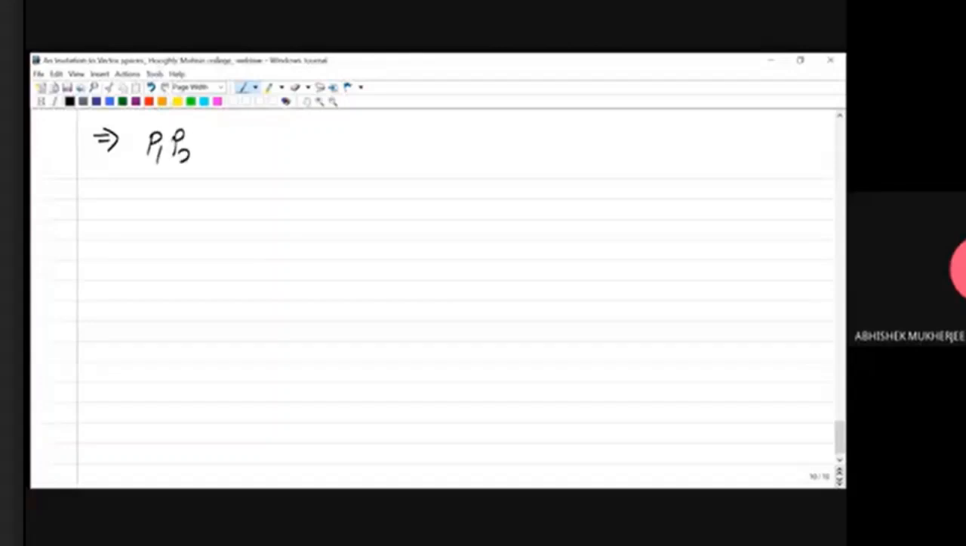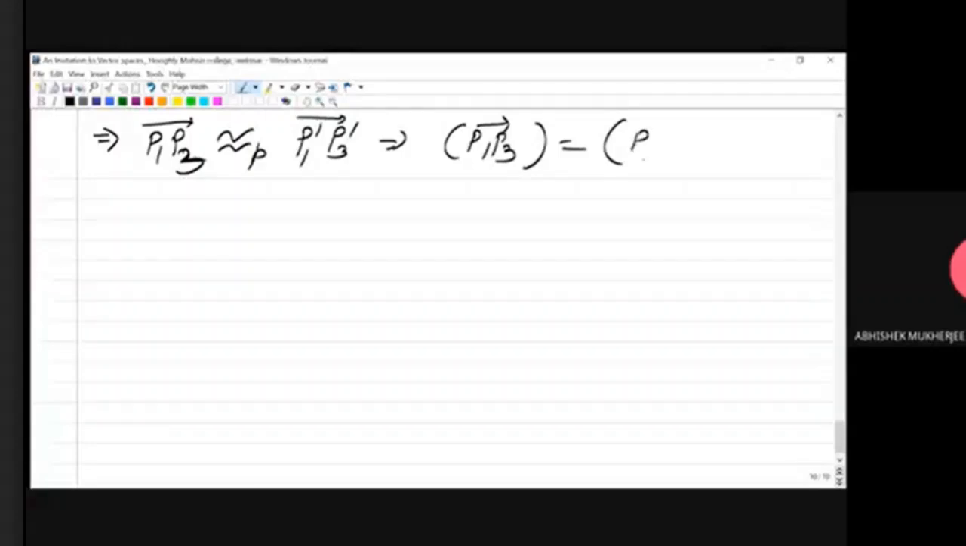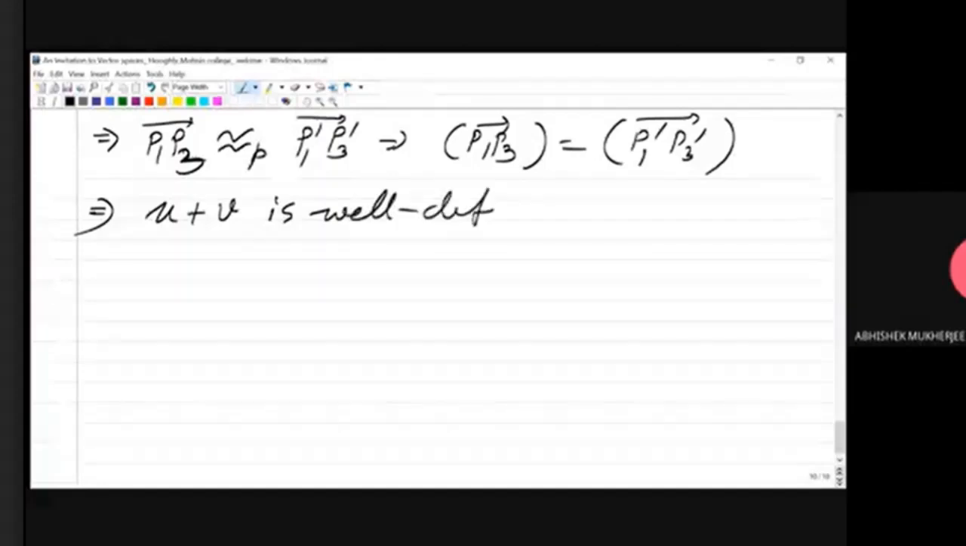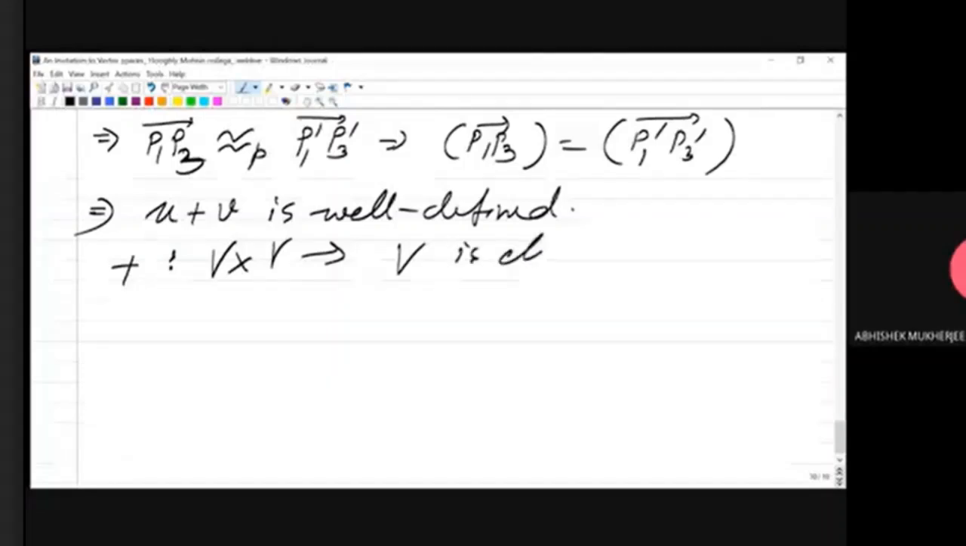So these two localizations are related by the relation that I defined at the beginning, right? So these two vectors are the same. Fine, great. So I have deduced that this is well defined. Just using geometry, you can define this addition, which is from V cross V to V, and this is closed, right?